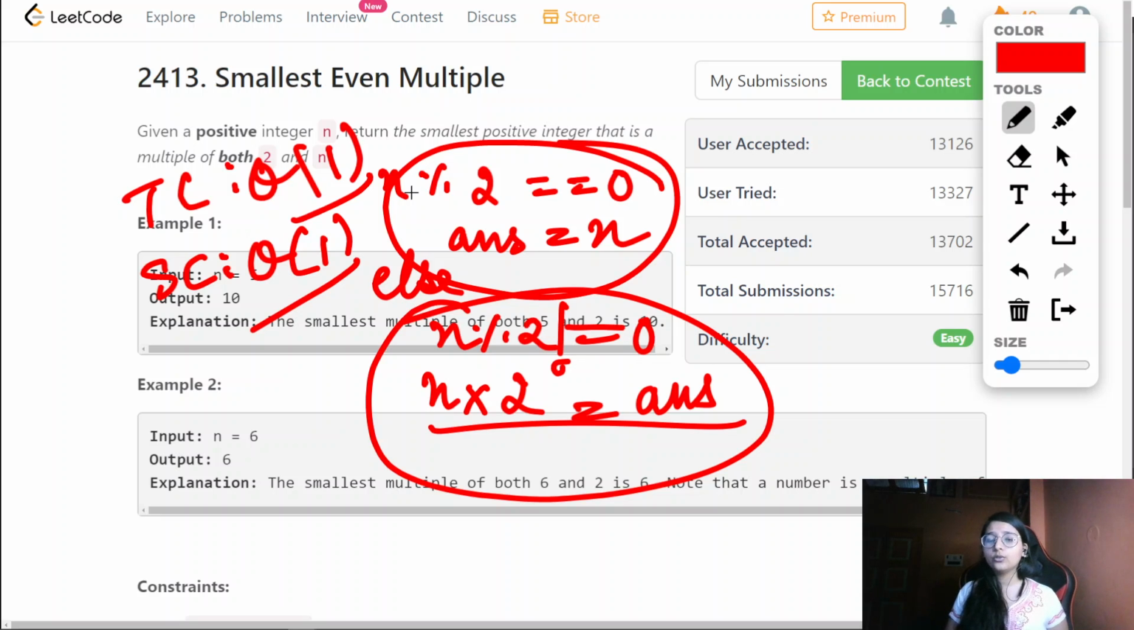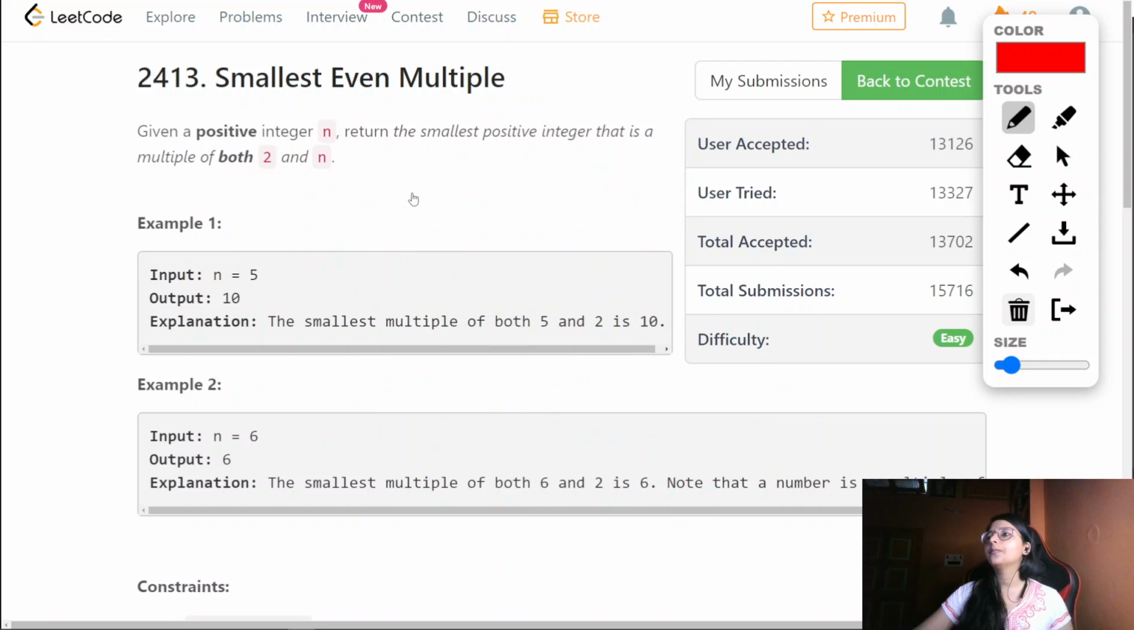As per this logic, you can directly code this in an if-else condition: by doing modulo by 2 for that number, if it comes out to be 0, then our answer would be the number itself. Else our answer would be the multiplication of n into 2, and that would be our answer. So this is how we are required to do this question. So let us go to the code walkthrough of this question.